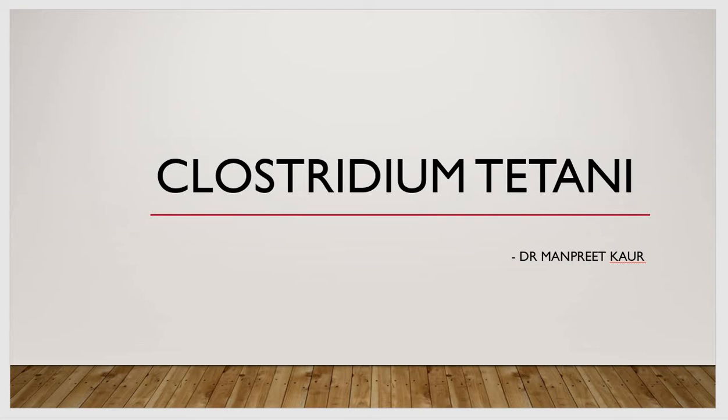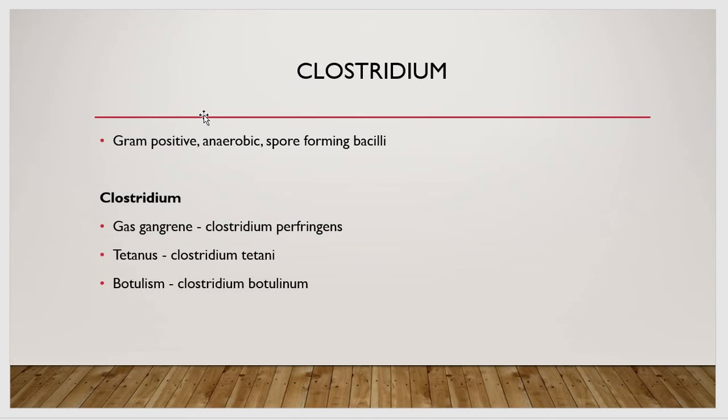Briefly understanding about the Clostridium group of bacteria. Clostridium group of bacteria are gram-positive, anaerobic, spore-forming bacilli. In this, there are three types: Clostridium perfringens, which causes gas gangrene; Clostridium tetani, which causes tetanus; and Clostridium botulinum, which is responsible for botulism. Amongst these three, I would be taking Clostridium tetani in detail in today's class.